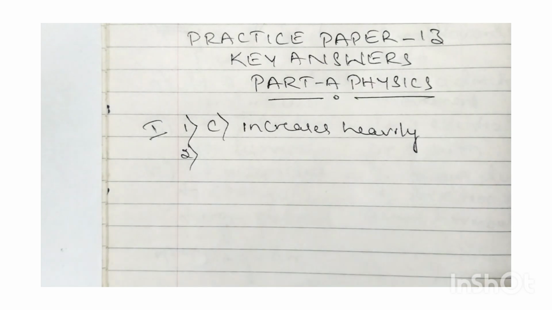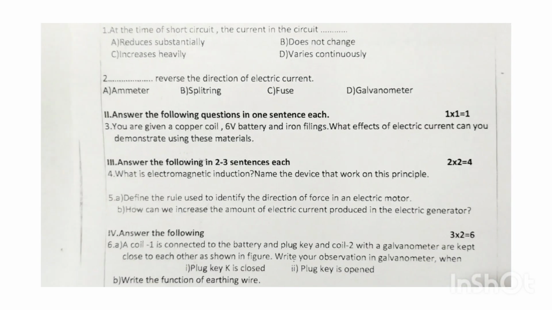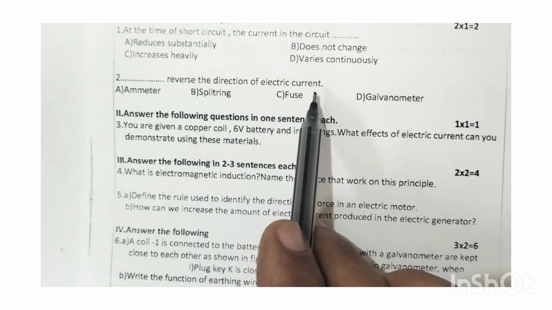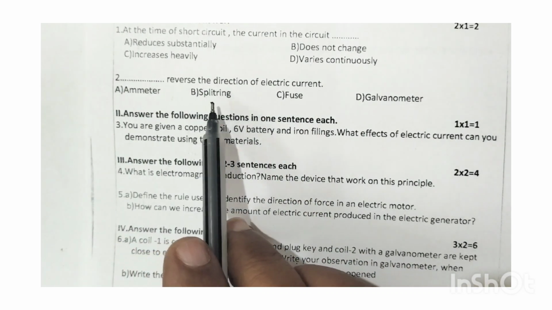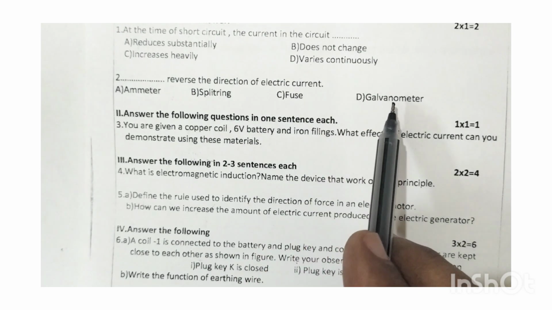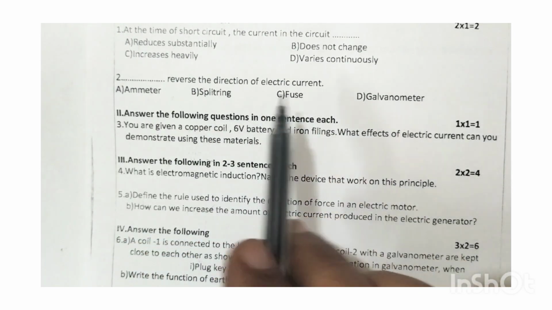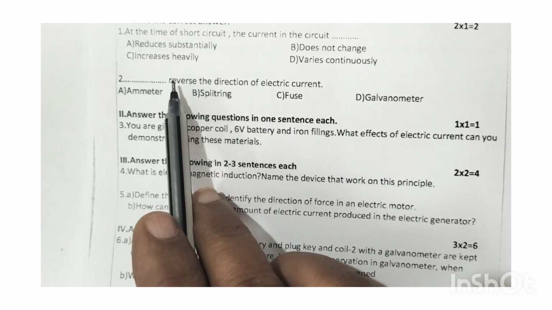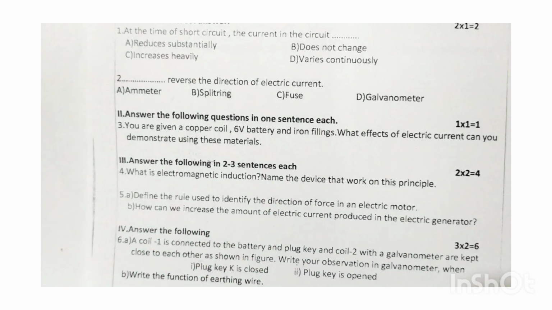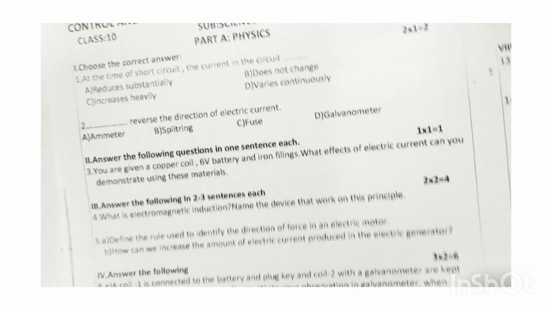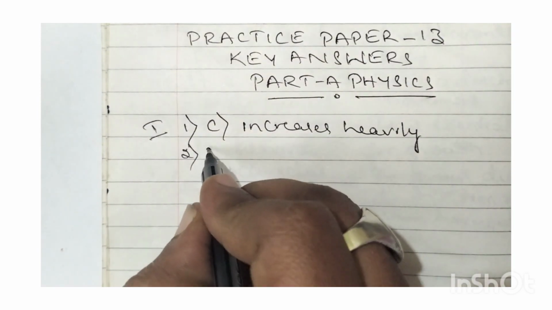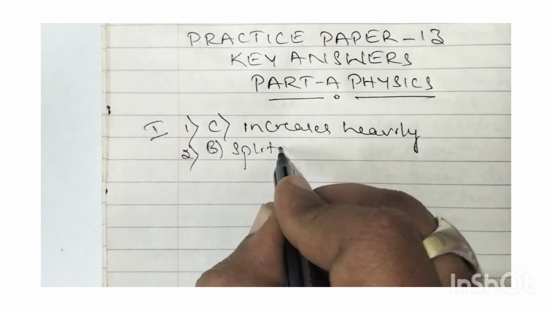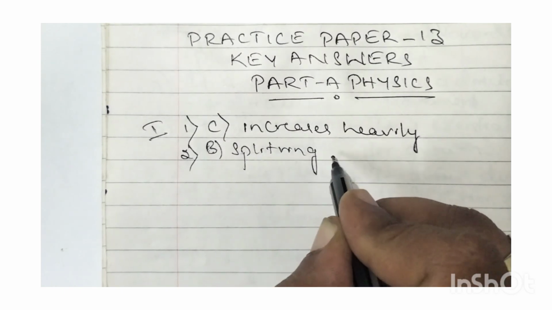Then the second question is: dash reverse the direction of electric current. Ammeter, split ring, fuse, galvanometer. Among these four options, the right option is option B, split ring. So split ring will reverse the direction of electric current. So the right answer for the second question is option B, split ring. That is split ring commutator.